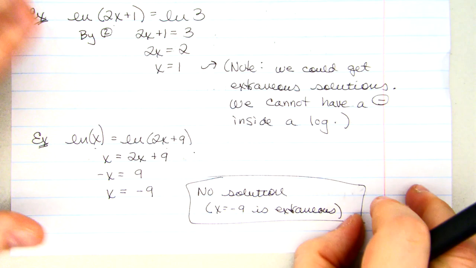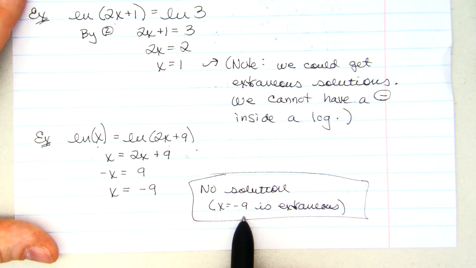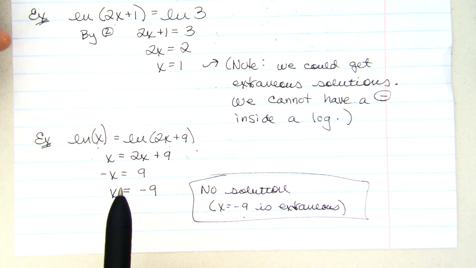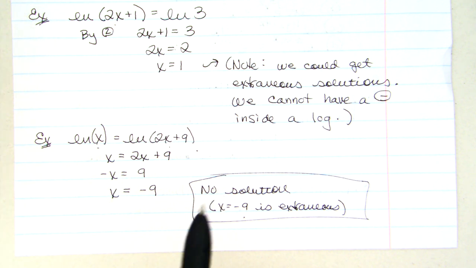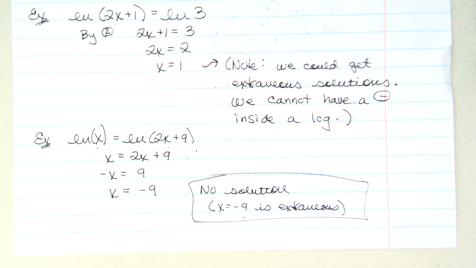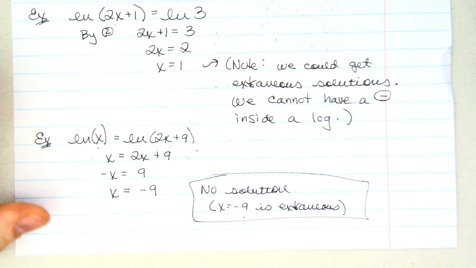And again, my check is that negative 9 gives you negatives actually inside both of those logs. It might not always be the case, might be only inside one log and the other one is okay, but if it makes any log negative inside, not okay. The more interesting stuff.